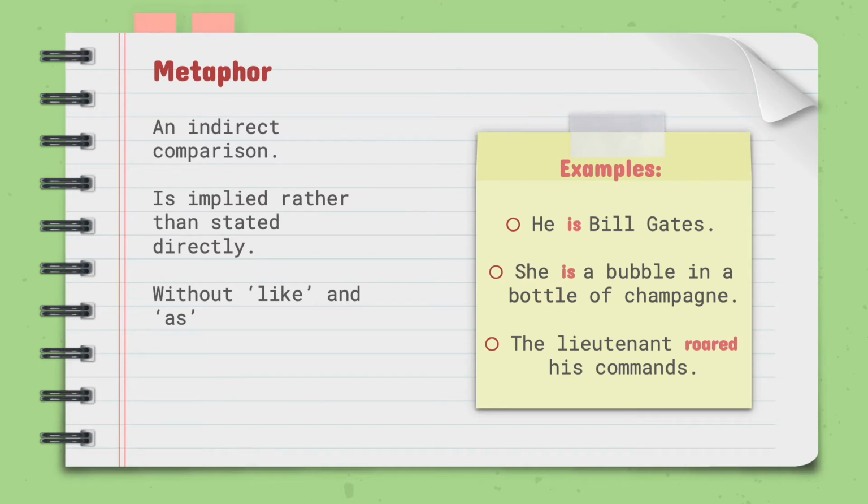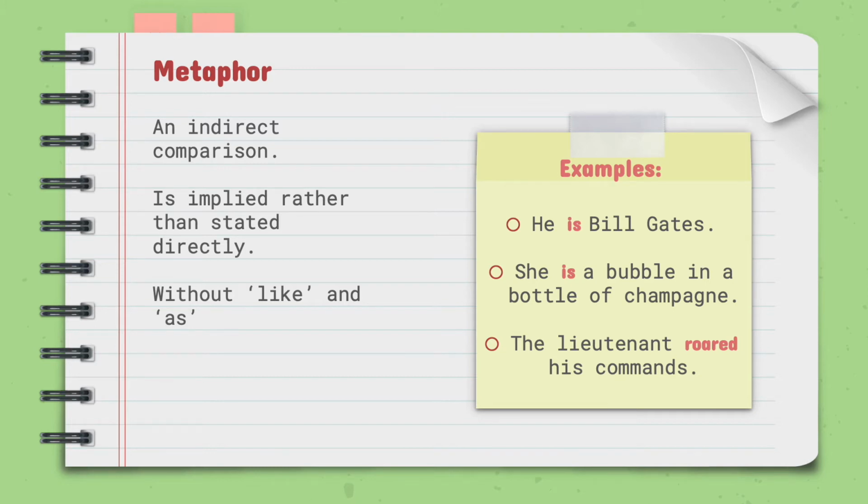What is a metaphor, you may ask? A metaphor is a comparison without the use of words like or as. A metaphor refers to one person or object as being like another. The comparison is implied rather than stated directly.